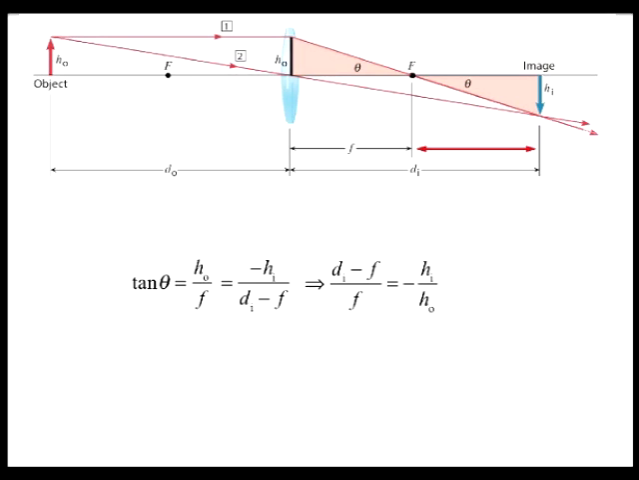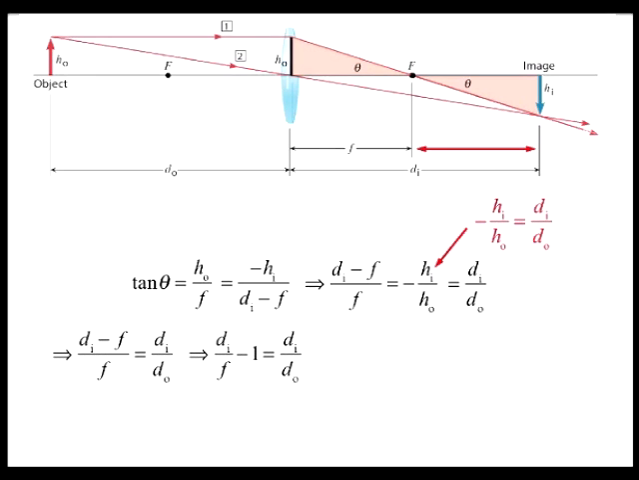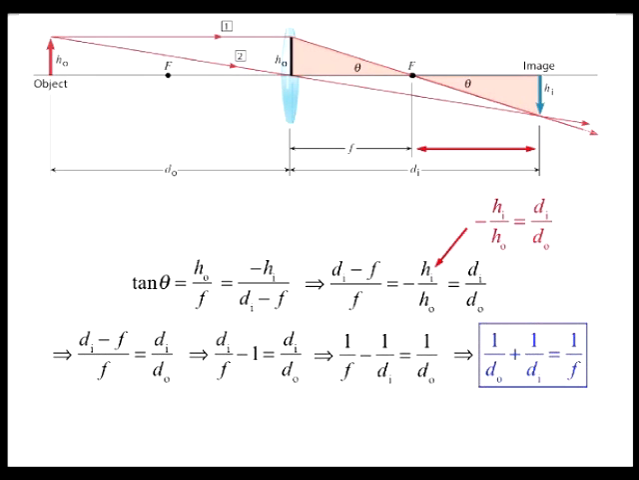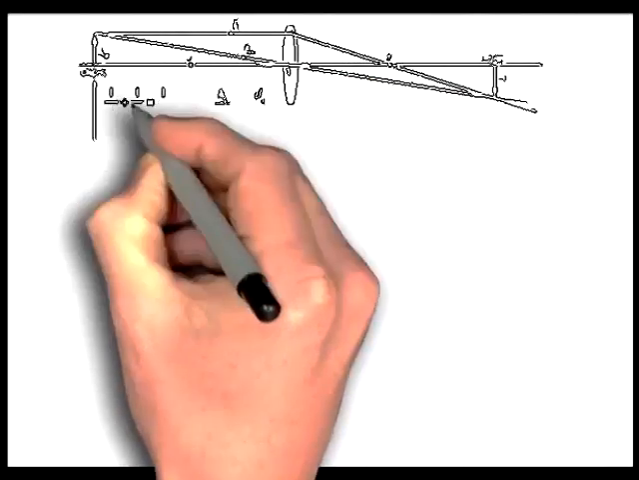From the magnification equation, we can write the right-hand side as DI divided by DO, and with a little algebra, we can write this as 1 divided by DO plus 1 divided by DI equals 1 divided by F. This is called the thin lens equation. When applying this equation, care must be taken to use the proper signs for the various parameters.